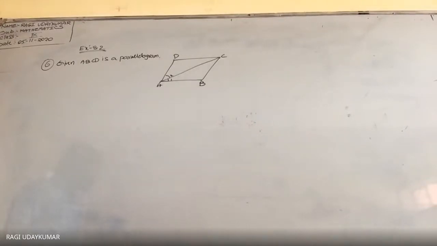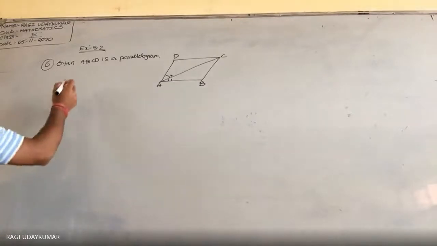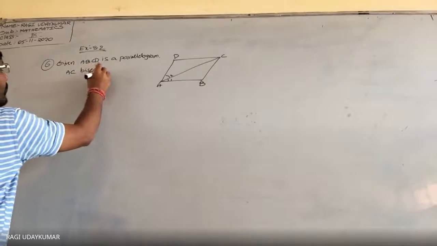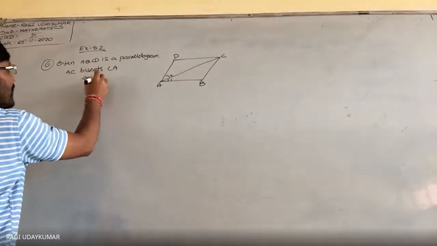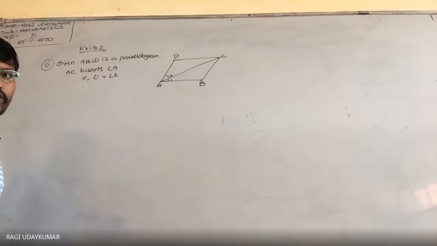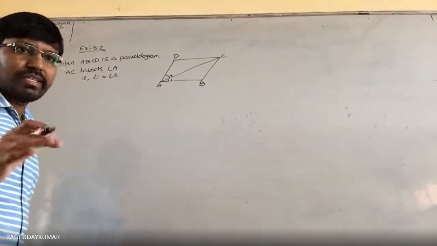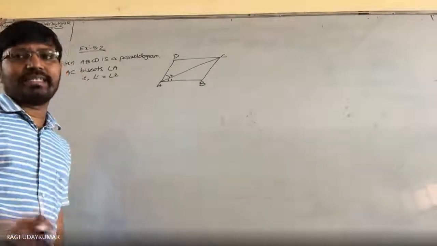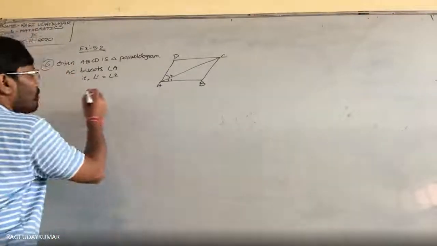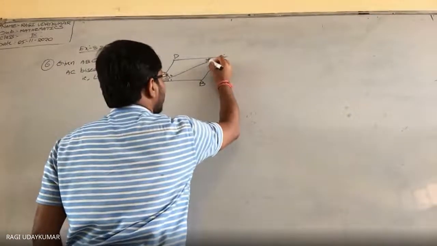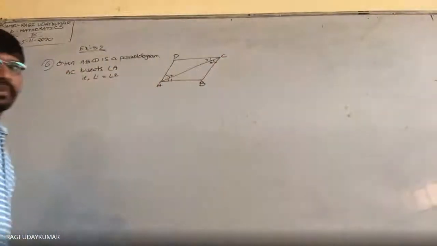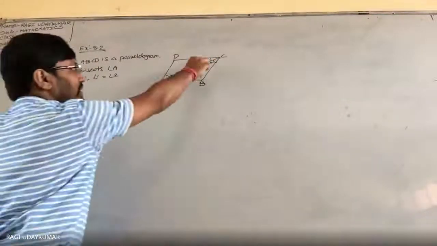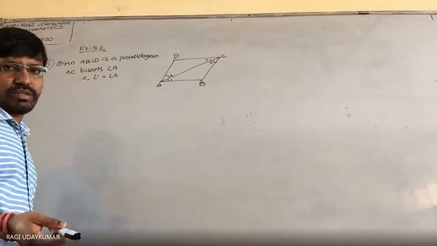So now also AC diagonal bisects angle A. So that is nothing but, let us consider angle 1 is equal to angle 2. We are taking into consideration 1 and 2 here. Okay. And to prove, let us take this angle as 3 and this angle as 4. And we have to prove that 3 equals 4. How do you prove 3 equals 4?